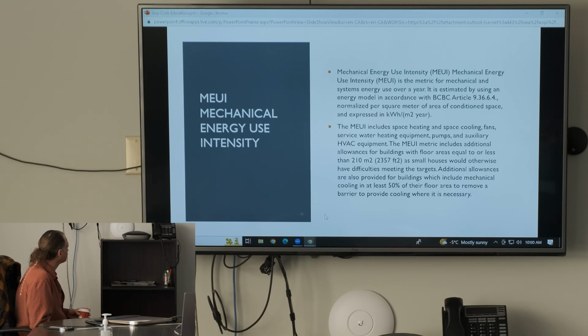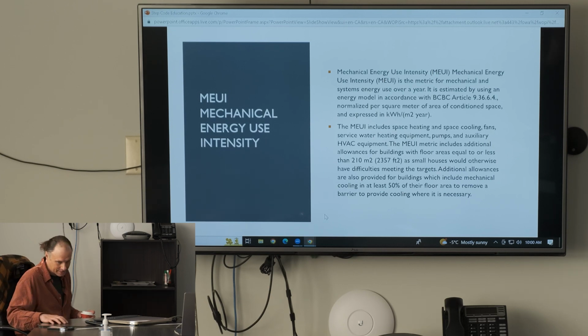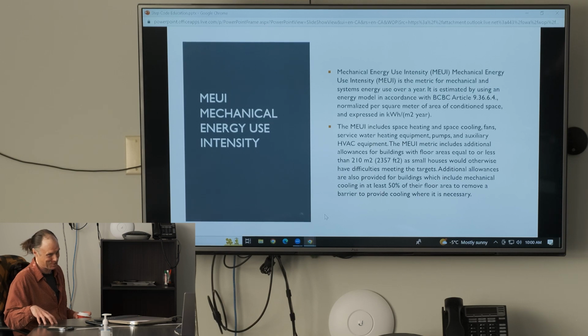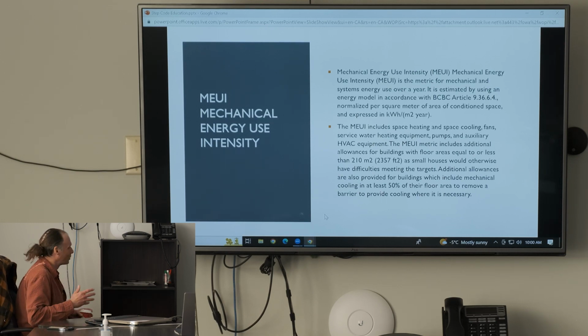The MEUI metric includes additional allowances for buildings with floor areas equal to or less than 210 square meters, 2,357 square feet. It sometimes gets a little complicated because all this energy modeling is done in square meters and most building is done in square feet. Translating those can sometimes be confusing. Additional allowances are also provided for buildings which include mechanical cooling in at least 50% of their floor area, to remove a barrier to provide cooling where it is necessary.